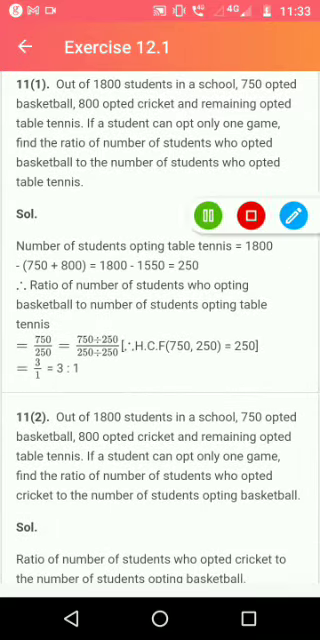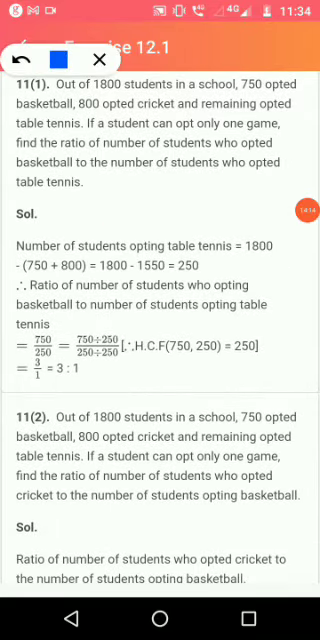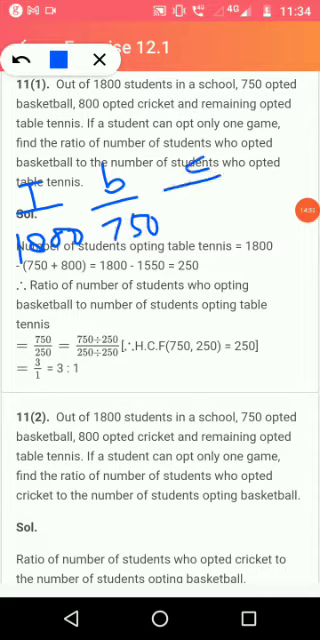Question number 11. Out of 1,800 students in a school, 750 opted for basketball, 800 opted for cricket. So always write it in this way. So the total is how much? Total is 1,800. Okay. So opted for basketball is how much? 750. Opted for cricket is how much? 800. And the remaining opted for tennis.